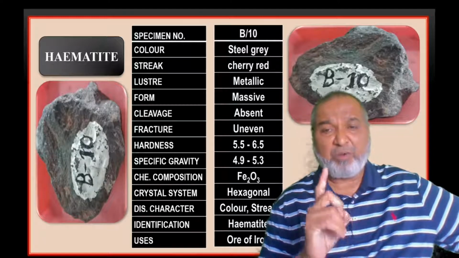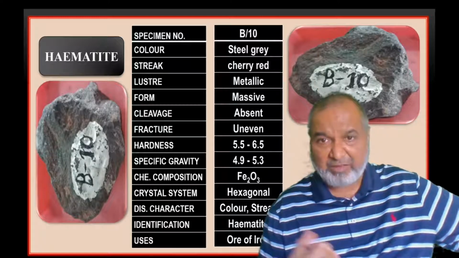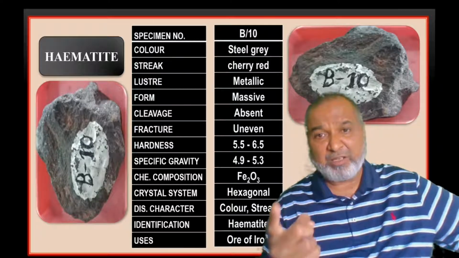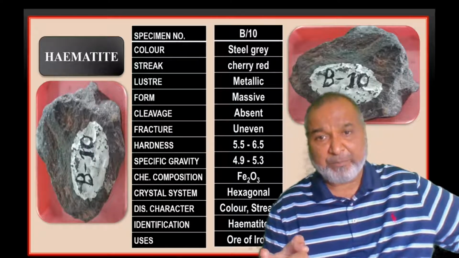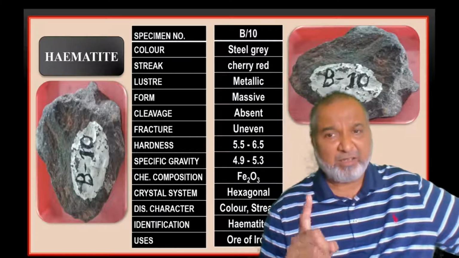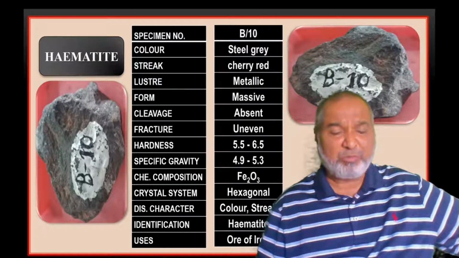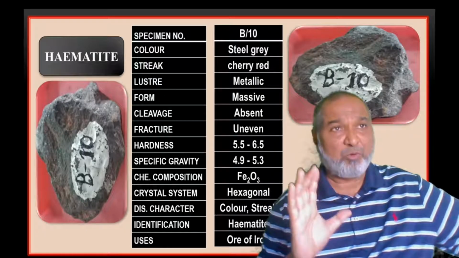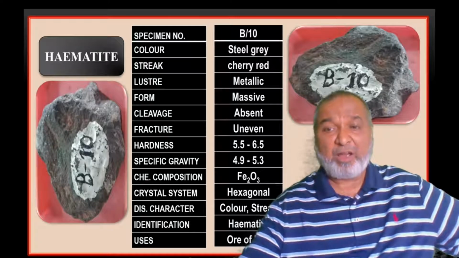Specific gravity 4.9 to 5.3. It is very heavy. Again Fe2O3. There Fe3O4, here we have Fe2O3. Hexagonal system, color and the streak. These are the distinction. Only color and streak will be the distinguishing properties. That is the hematite, and it is the ore of iron.